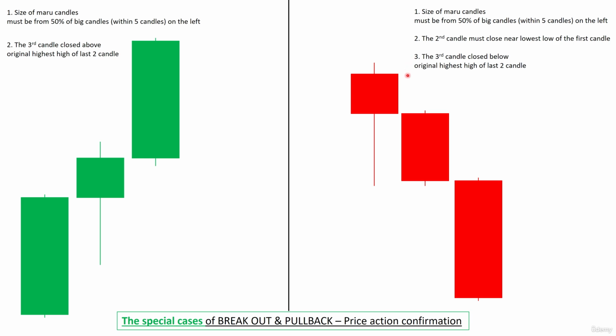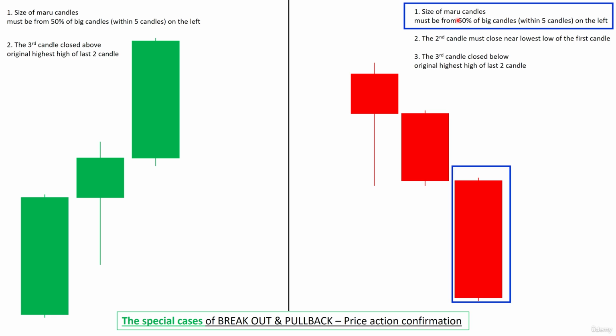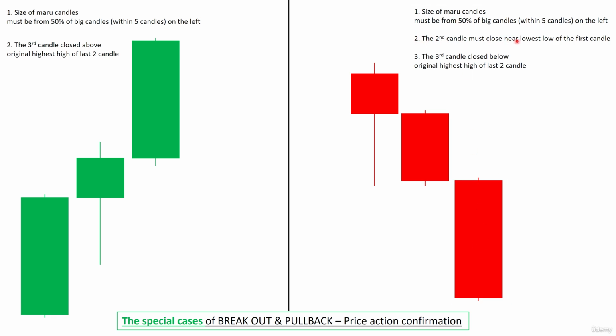Here are the conditions of the pattern. The first one: the size of the multiple candle must be at least 50% of the biggest candle in the last 5 multiple candles, and the multiple candle we are mentioning right over here is the third candle. We don't count the second candle, because the second candle can be a normal candle or a multiple candle. We just need to make sure its close price is near the lowest low. That's okay. And the second candle must close near the lowest low of the first candle right over here.